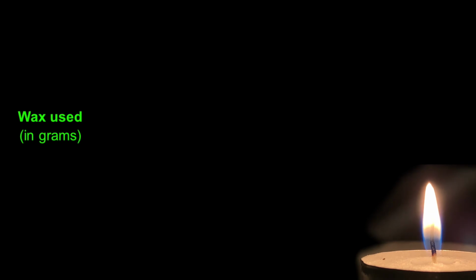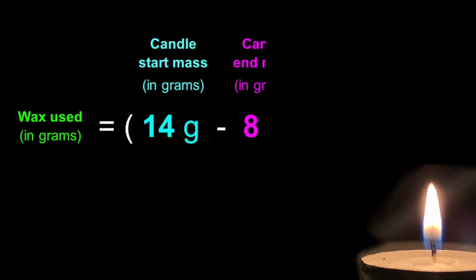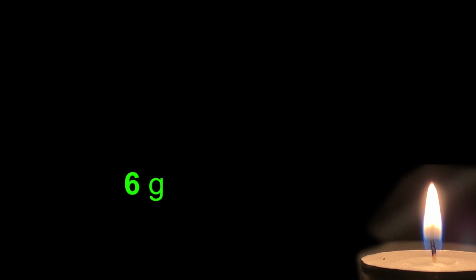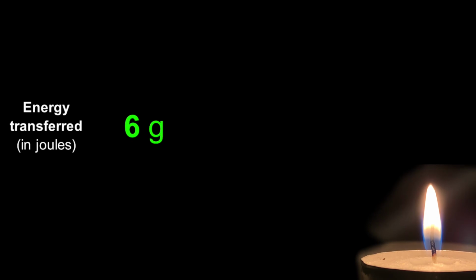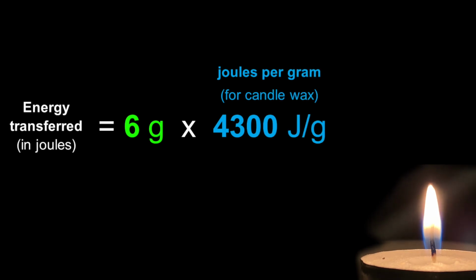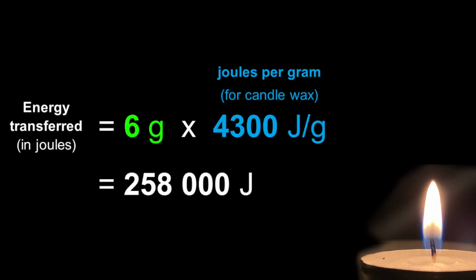First, calculate the wax used. Wax used in grams equals start mass in grams minus end mass in grams. Calculate the energy transferred. The joule is the unit of energy. As 1 gram of wax burns, it transforms about 43,000 joules of chemical energy into heat and light. So, energy transferred in joules is equal to the wax used in grams times 43,000 joules per gram, which gives us the result of 258,000 joules.